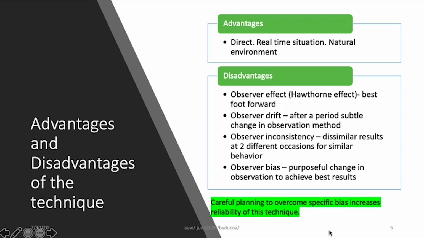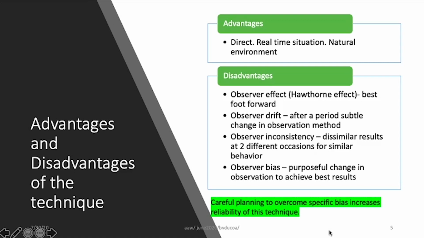The first disadvantage, which is known, is observer effect. This is also famous as Hawthorne effect. Whenever you know that you are being observed, you put your best foot forward. It's like, I'm giving a lecture, I'm being interviewed, or I'm appearing for an exam and I have prepared well, so I'll put my best foot forward. And this is called Hawthorne effect, which may overpower the real things a little bit to a certain extent.